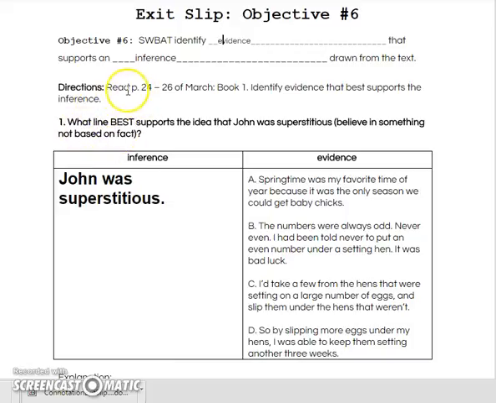It's just things that are written inside the text that support your idea. So let's look at this. Let's look at our directions for exit slip number 6. The directions are to read page 24 through 26 of March, book 1, and identify the evidence that supports the inference. So question 1 is, what line best supports the idea that John was superstitious, believe in something not based in fact? Okay, so our inference is John was superstitious.